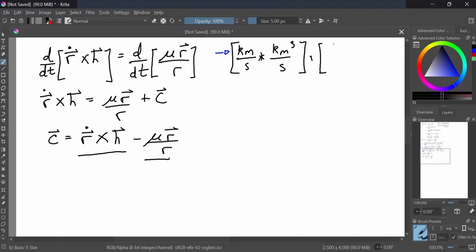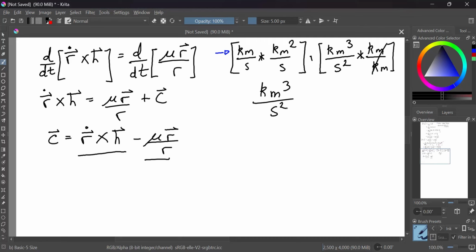Our mu is kilometers cubed. I just realized I misspoke and miswrote. That's supposed to be kilometers squared per second, excuse me. But our mu is kilometers cubed per second squared. And then it is multiplied by kilometers over kilometers. All right, well, that one goes away. Kilometers times kilometers squared is kilometers cubed. Seconds times second is second squared. All right, sure enough, we have kilometers cubed per second squared, which a way to look at that is the volumetric acceleration. That doesn't seem very nice to work with. So let's go ahead and see about getting rid of that.